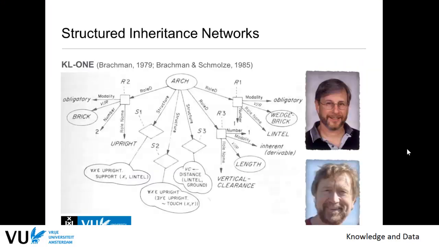And they came up with the first kind of formal knowledge graph, I would almost call it, the structured inheritance networks, KL-ONE, where you really had an assignment of values to the properties between the concepts and instances as they defined them. If you look at this, you will see that this already looks very much like the knowledge graphs that we talk about now, and in particular, the knowledge graphs that we're going to talk about in the next module, when it's really about describing rich knowledge of classes and facts and instances and relations.